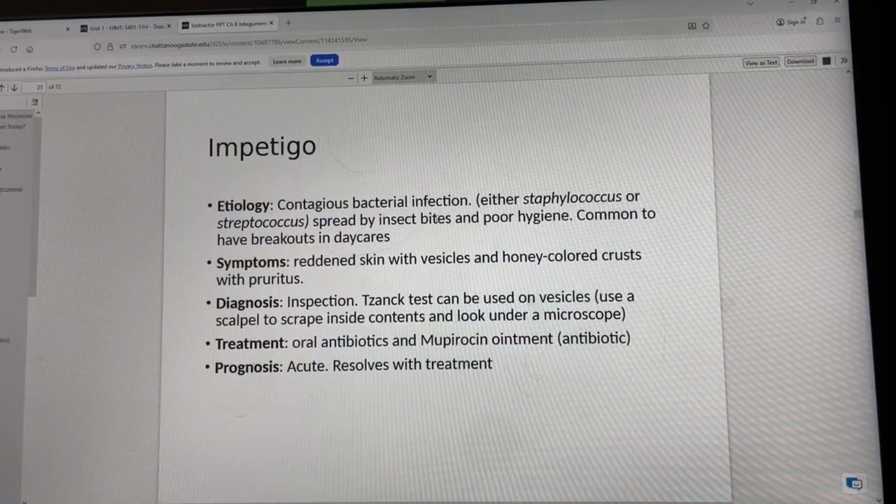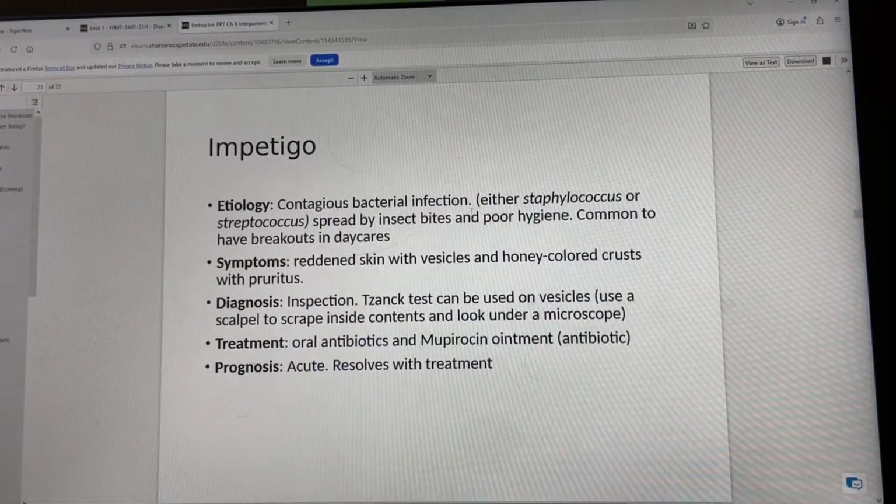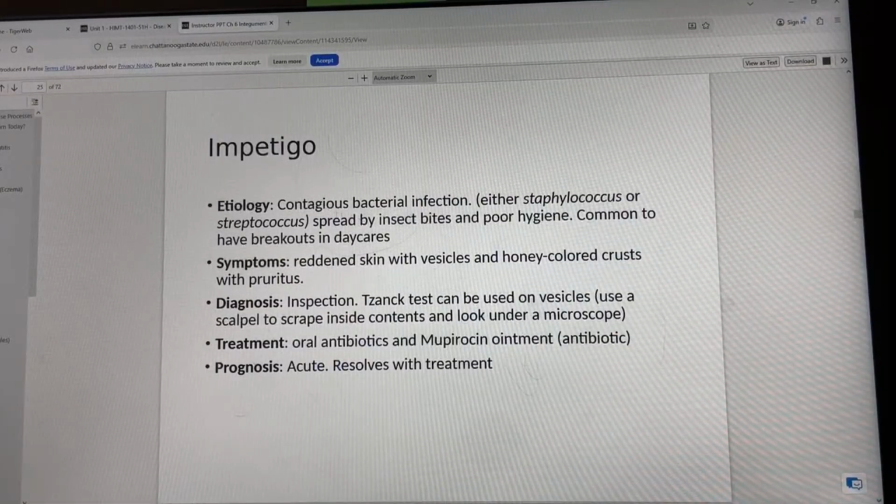Typically this is spread through insect bites, like mosquitoes, ticks, fleas, whatever, they bite you and they have the bacteria on them, right? And it's spread that way. And also through poor hygiene. Right? They're very common to have breakouts in daycares just because kids are nasty, right? They slobber on everything, they pick their nose, they touch everything, and they're just sharing germs with everyone, right?